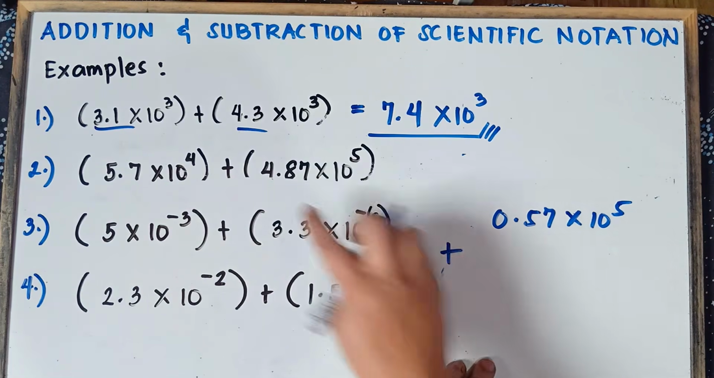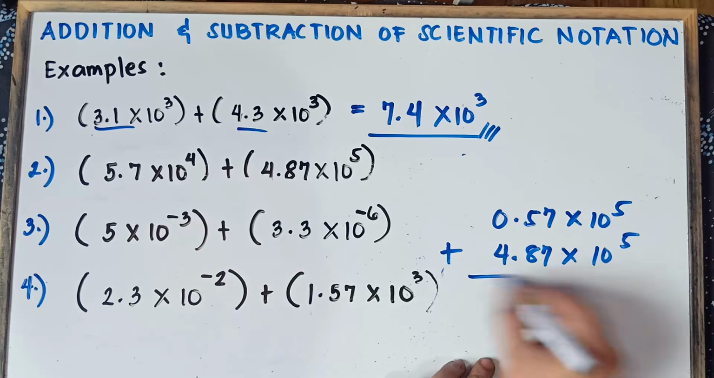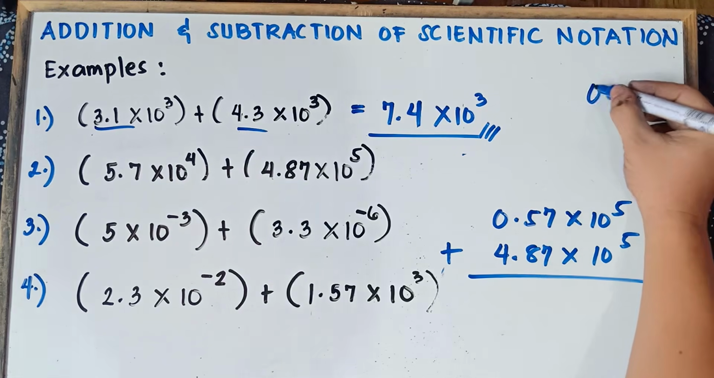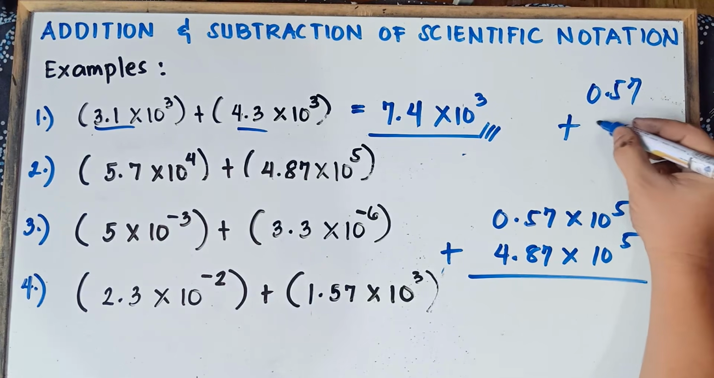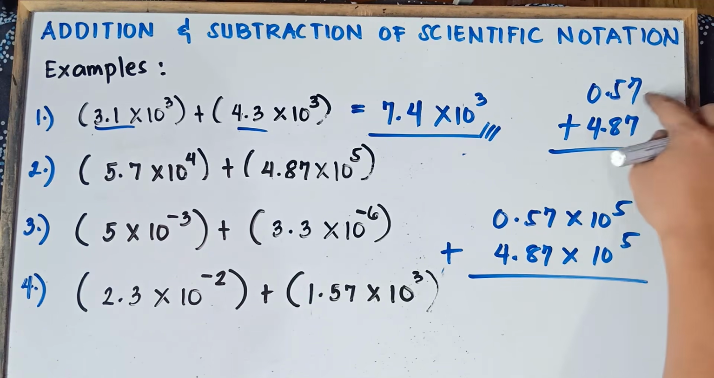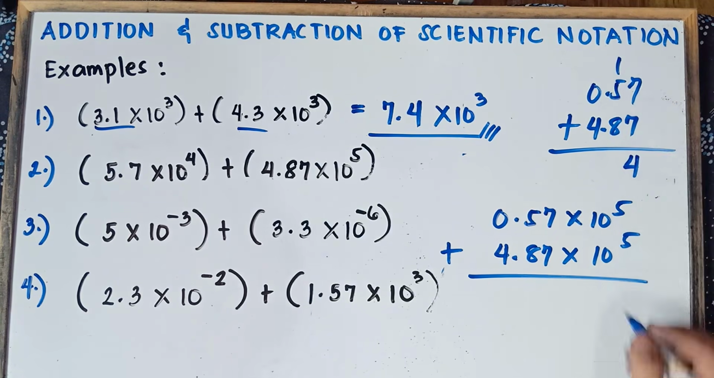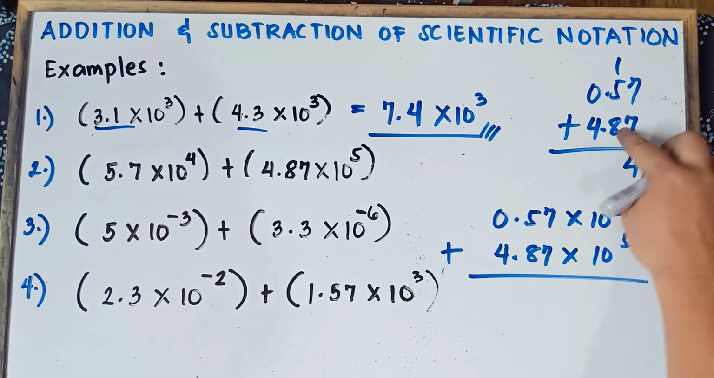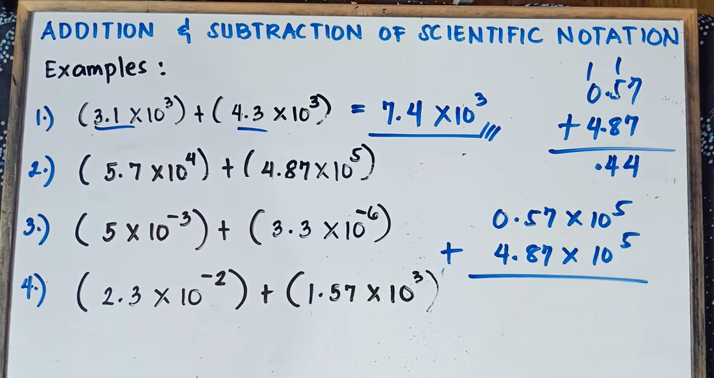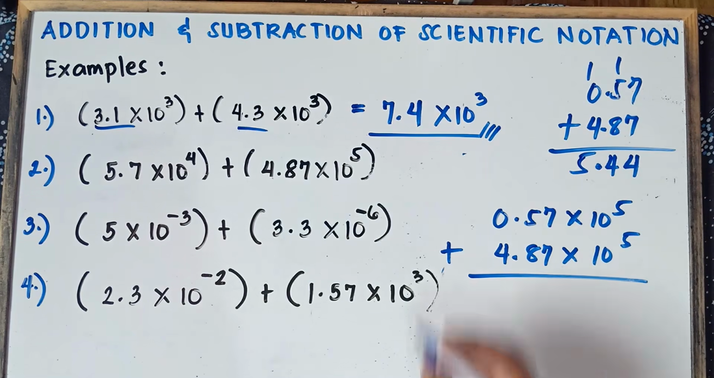And then combined with 4.87 times 10 raised to the power of 5. Okay, and then we can just simply add the decimal numbers. So 0.57 plus 4.87. Okay, simply add this one. Once again, align the decimal point. So 7 plus 7, that's 14. 4, carry 1. 1 plus 5, that's 6. Plus 8, that will be 14. 4, carry 1. Copy the decimal point. And then 1 plus 0, that's 1. Plus 4, that's 5.